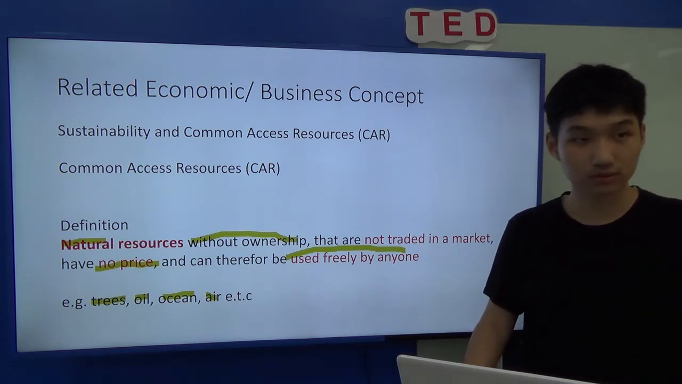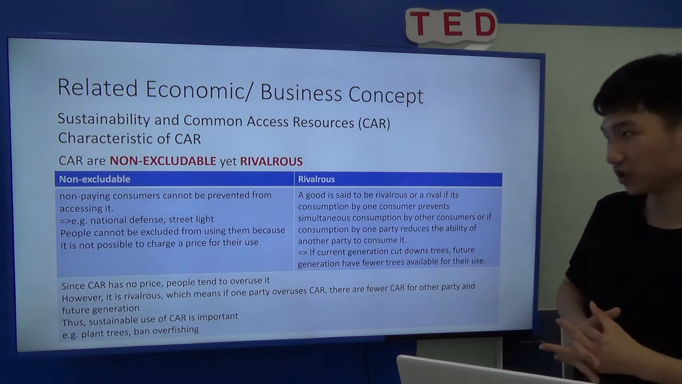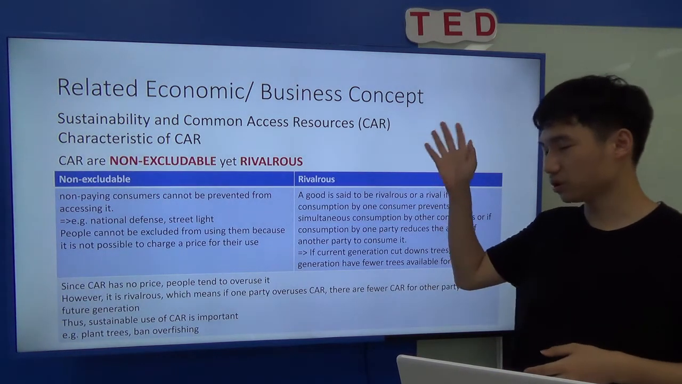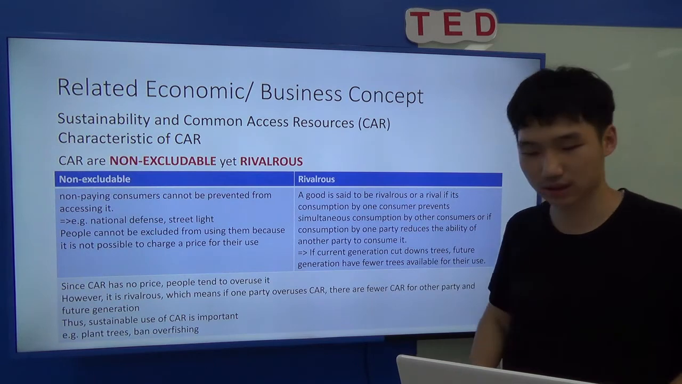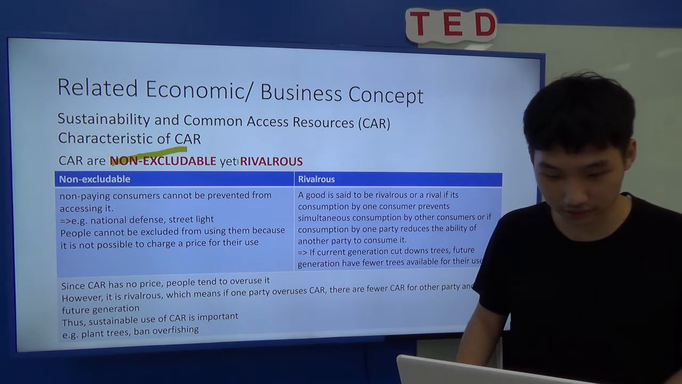Everyone okay with this? Yeah. Okay, good. Very good. So the common access resources have two main characteristics. First is non-excludable, and then second is rivalrous.